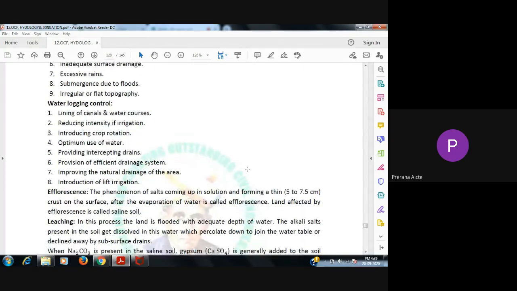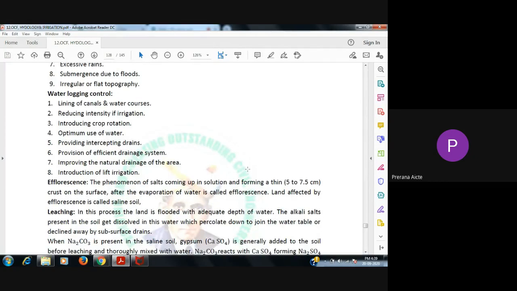How to control waterlogging? By lining of canals and water courses, because if you line the canals, there is a chance of reducing seepage. Then reducing the intensity of irrigation. For example, if you give irrigation to normal plants once in 10 days, for these plants we are supposed to give it once in 20 days. That is reducing the intensity of irrigation.